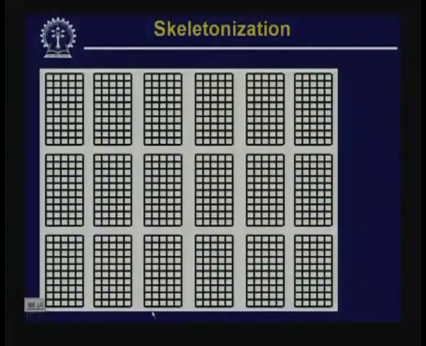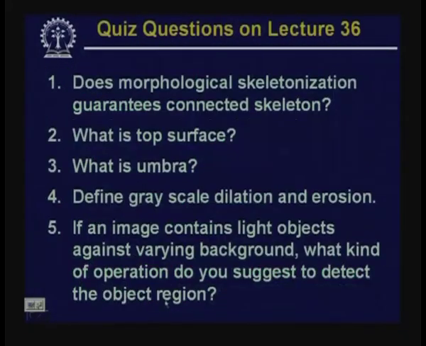Now, let us see some questions on today's lectures. The first question: does morphological skeletonization guarantee a connected skeleton? Second question: what is top surface? The third question: what is umbra? The fourth question: define grayscale dilation and erosion operations. The fifth: if an image contains light objects against a varying background, what kind of operation do you suggest to detect the object region?